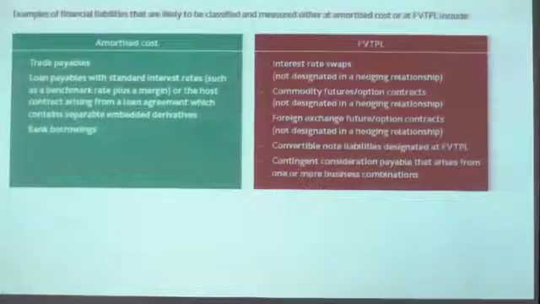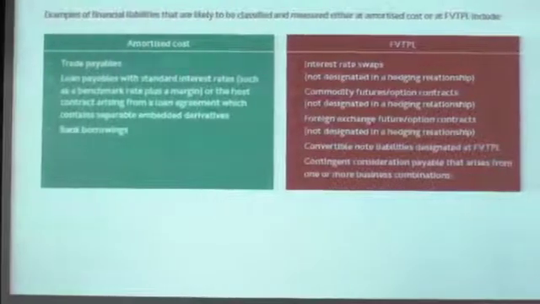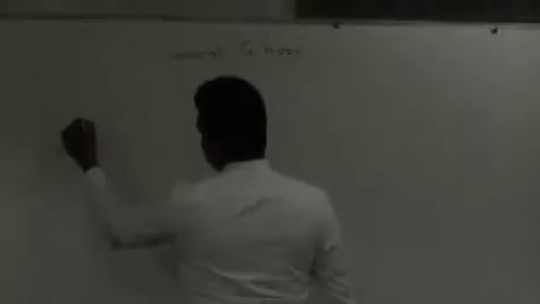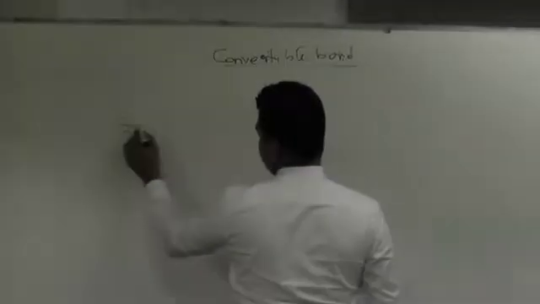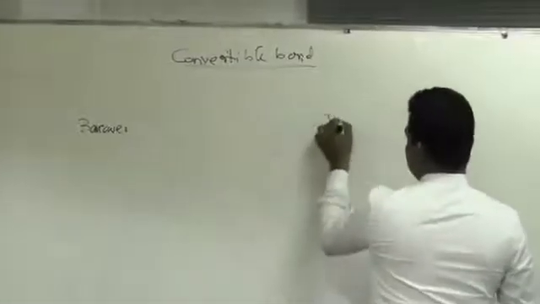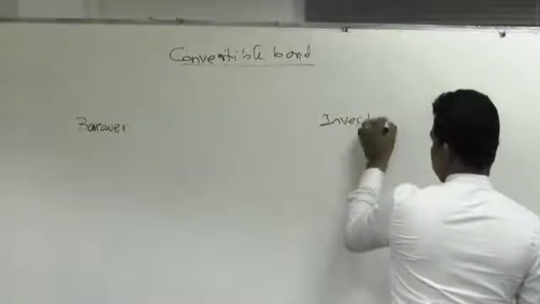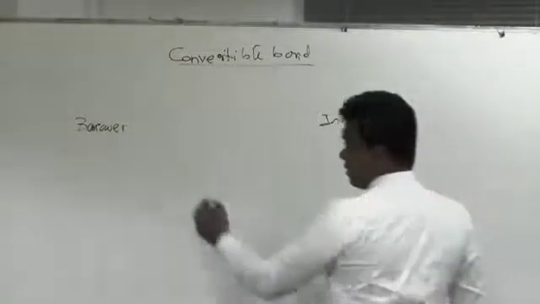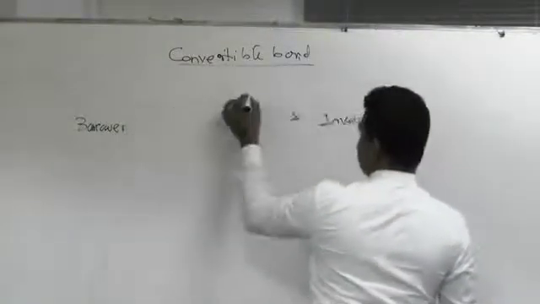Say convertible bond. Convertible bond. Issuer, that is the borrower. Investor here, lender. He will issue the note.